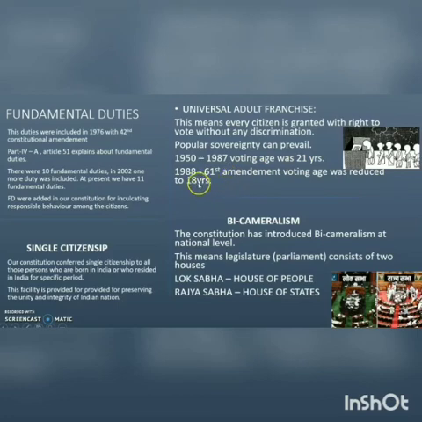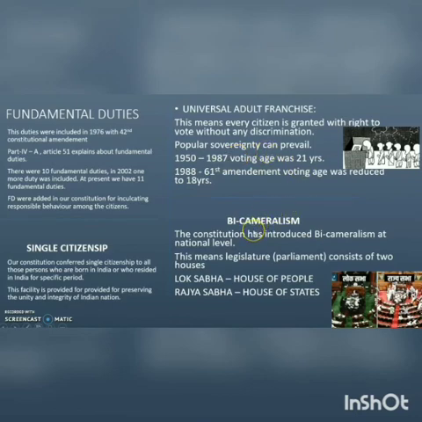When was it done? In the year 1988, by the 61st Constitutional Amendment, the voting age was reduced to 18 years. Originally, it was 21 years. At present, how many years? 18 years. So, this is another feature of the Indian Constitution.